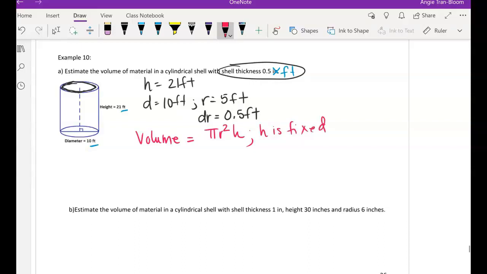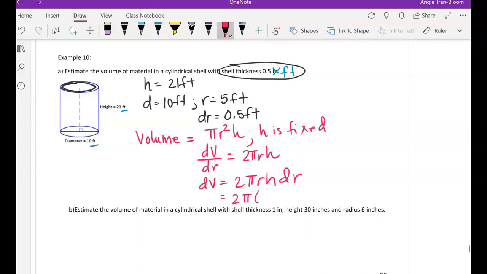Okay, so the next step is to find the change in volume with respect to the variable, which is r, since the height is fixed. So we want the derivative, 2 pi r times h. Since this is estimating the volume, we solve for dV, which is 2 pi r times h times dr. Let's plug in everything we have.